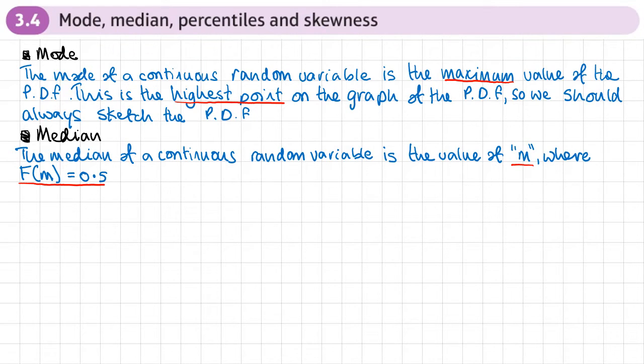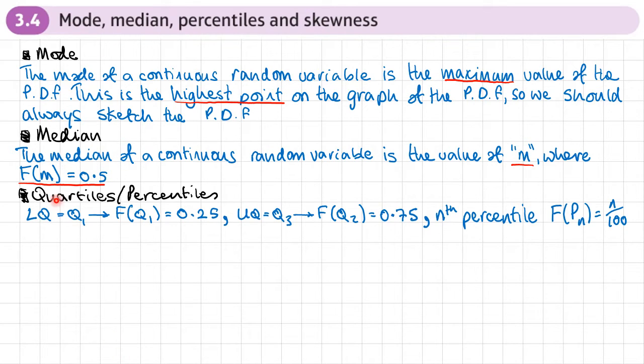Next we'll look at the median. And the median of a continuous random variable is the value of m where F(m) equals 0.5. Now remember, capital F like this is the cumulative distribution function. So we want to find a value here where the value of the cumulative distribution function is equal to 0.5.